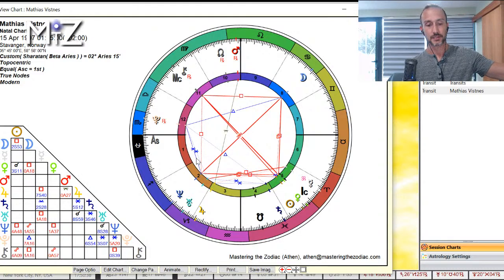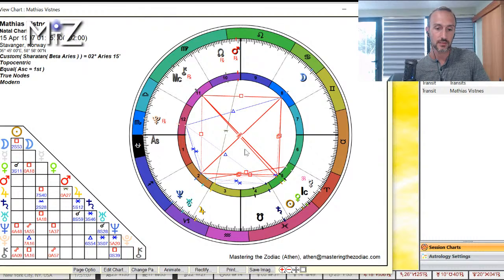So the fire houses 1, 5, and 9 form a triangle. The earth houses 2, 6, 10. The air houses 3, 7, 11. The water houses 4, 8, and 12. Triangles.